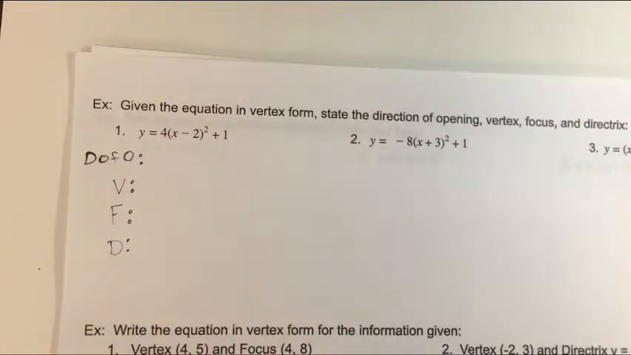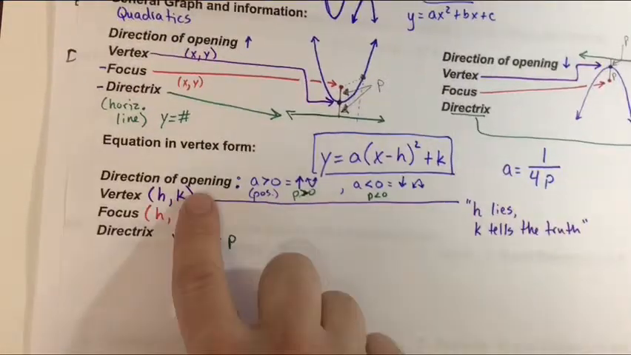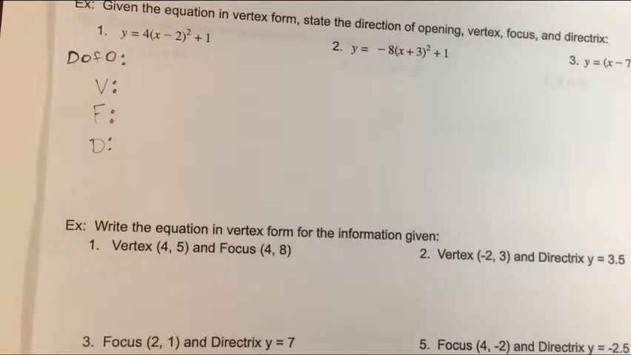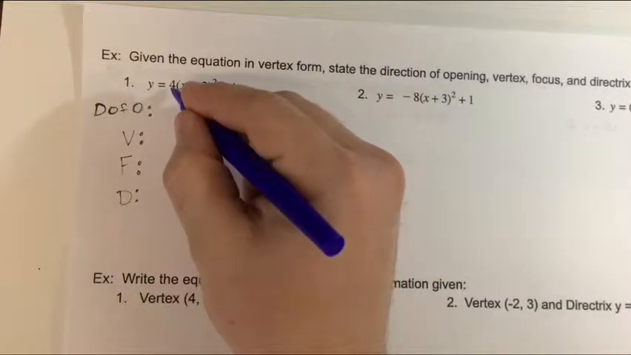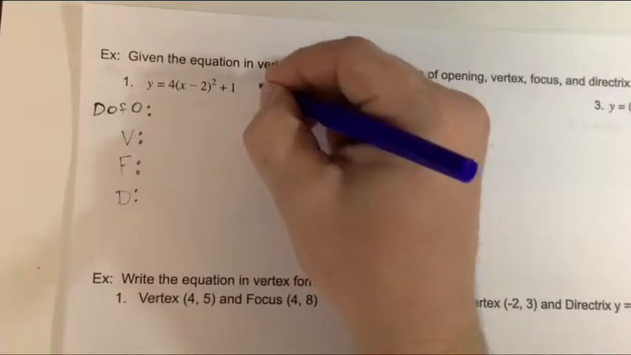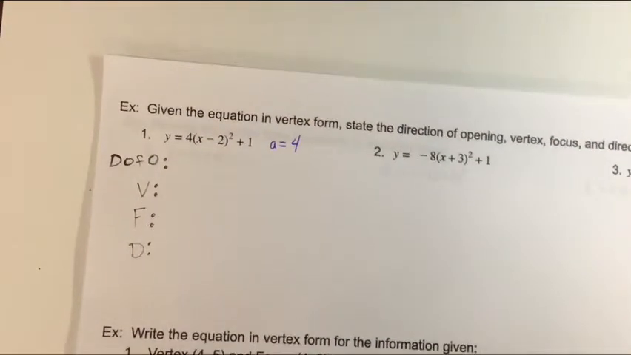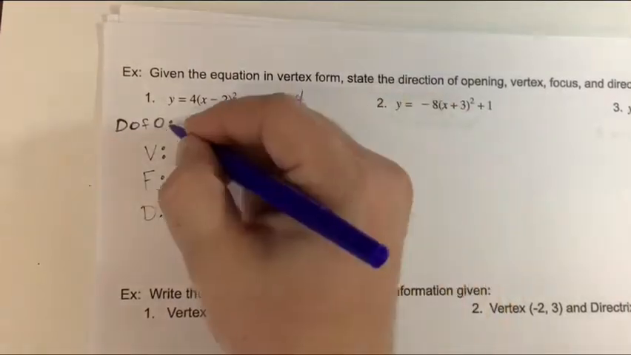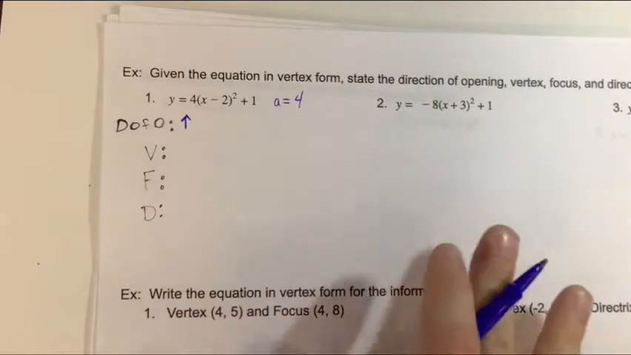Okay? So remember, our direction of opening is all based on the a value. Is it positive or negative? So our direction of opening for this first example is based on the fact that a is positive 4. Sorry about that. A is positive 4, so the direction of opening is up. And that's going to make a difference as we go through our problem.